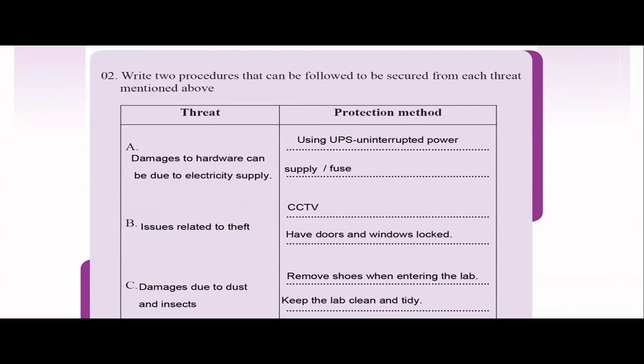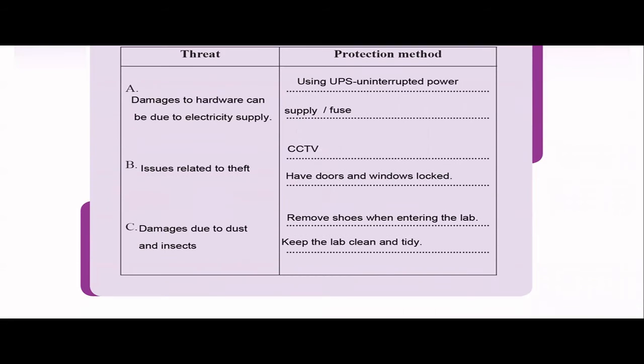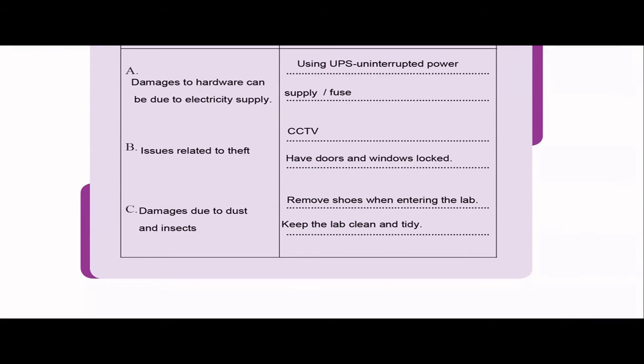Okay, for these sudden huge voltages, you can use something like a fuse. And for the second issue, which is related to theft, you can use CCTVs, or you can have doors and windows for your computer labs and lock them always. And sometimes even the system unit itself, you can lock, right? With a padlock rather than allowing anybody to open it up. Those things can be done. Or you can have a security guard itself, right?